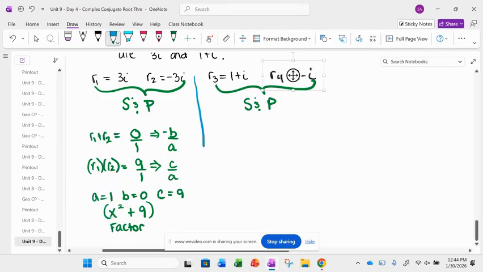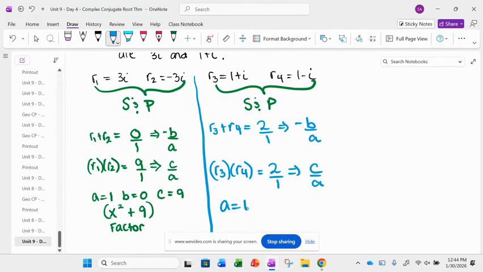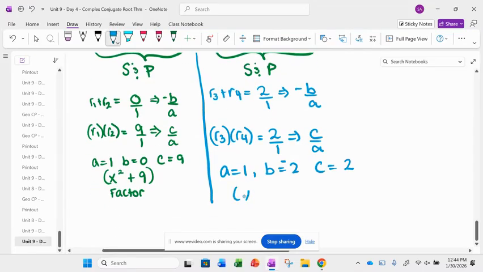Okay, now I'm going to use sum and product on the remaining two roots. So we have root 3 plus root 4 is going to be 2 over 1, which is negative b over a. And now I have root 3 times root 4, which is a squared plus b squared. That's just, again, 2, and that's c over a. So my a is 1, b is negative 2, and c is positive 2. So this factor is going to be x squared minus 2x plus 2.